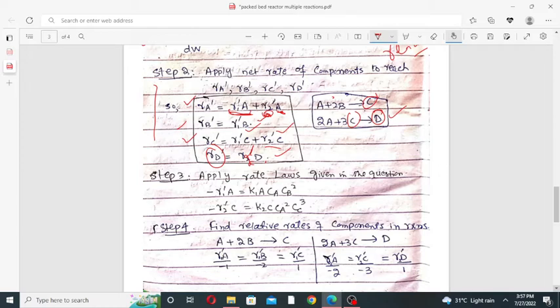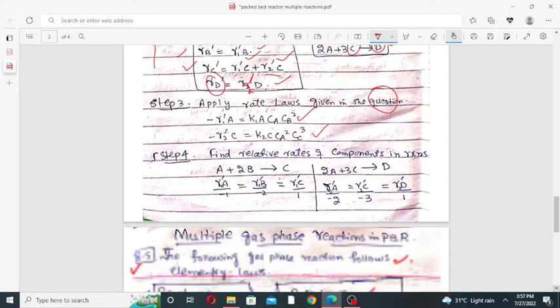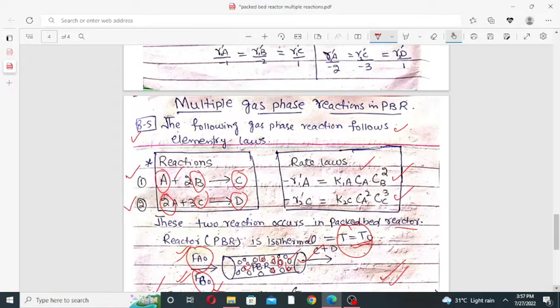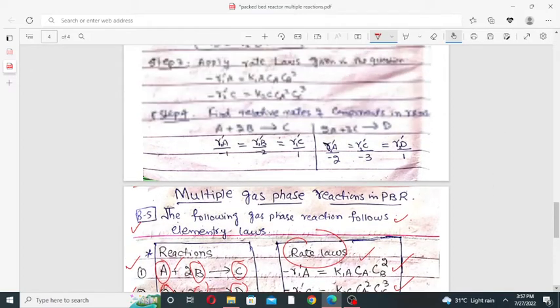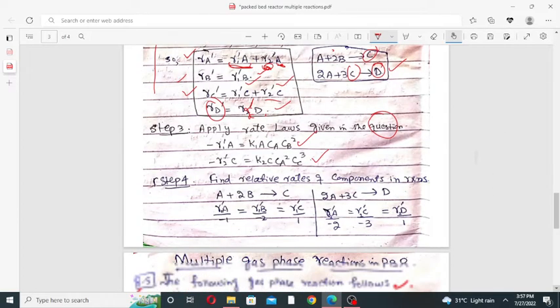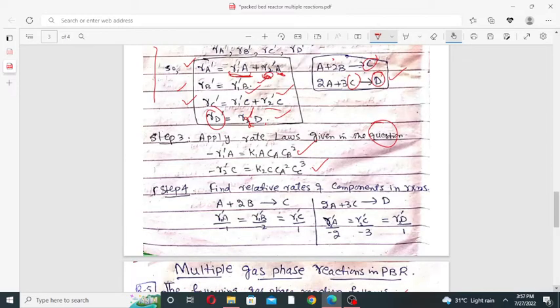Apply the rate law given in the equation. In the question, the rate law is given to us, which is minus R1A dash equal to K1A CA CB to the power 2, and minus R2C dash equal to K2C CA square and CC to the power 3. These rate laws are given to us. So these are the rate laws. This was step number 3.